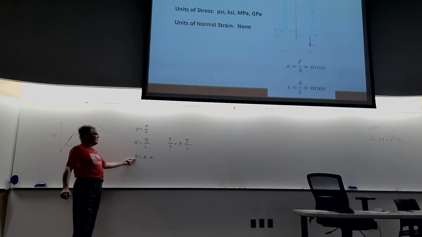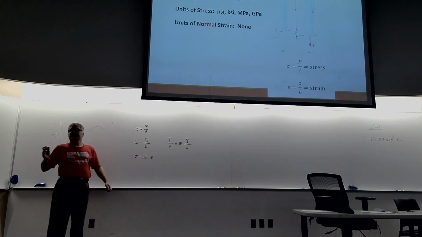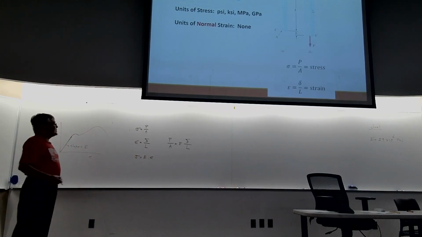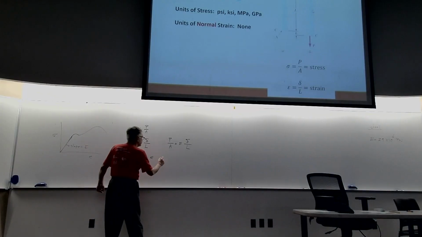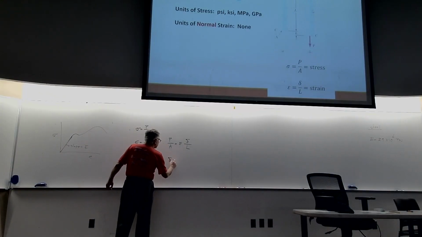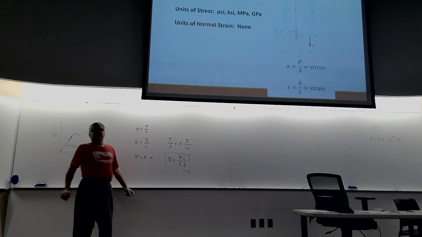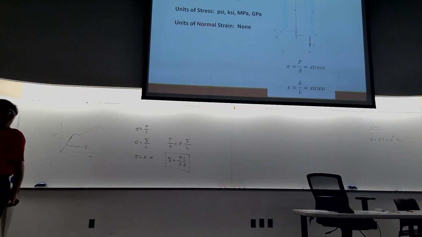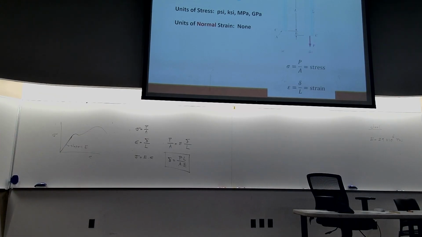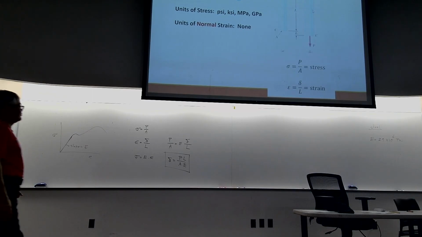Sigma is P over A, epsilon is delta divided by L. So if we solve this for delta, we get PL divided by AE. So that's how we find elongation. And this equation is used many, many times throughout this course. So we're going to use it in a few examples today.